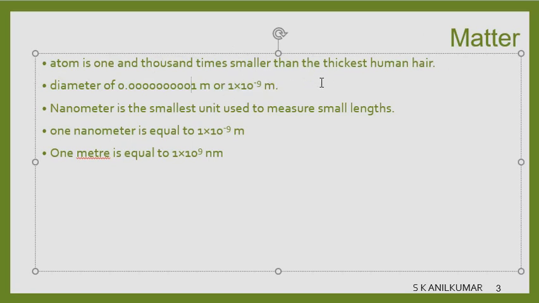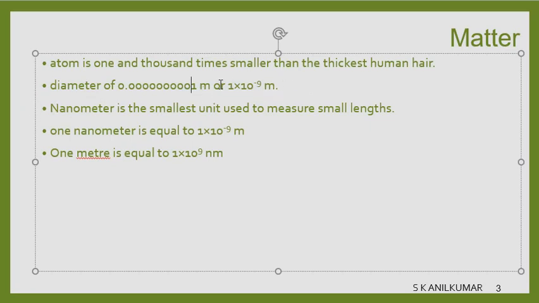What is diameter? Radius is from the center point to the end of the circle. From one end of the circle to another end of the circle is a diameter when it is passing through the center. If it is passing through anywhere else, then we call it a chord or an arc, etc. Right? 10 power minus 9 meter.